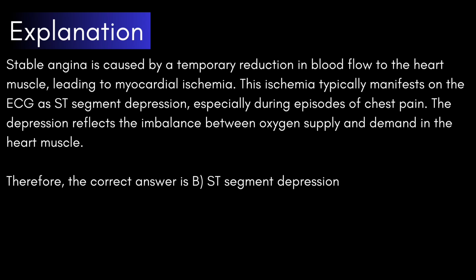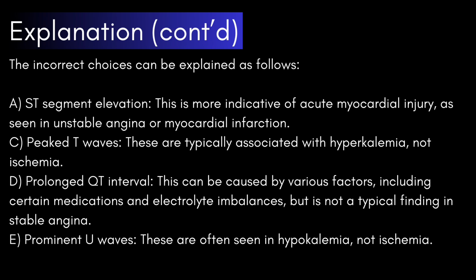to myocardial ischemia. This ischemia typically manifests on the ECG as ST segment depression, especially during episodes of chest pain. The depression reflects the imbalance between oxygen supply and demand in the heart muscle. Therefore, the correct answer is B, ST segment depression. All right, let's go ahead and see why the other answer choices are incorrect. The incorrect choices can be explained as follows.